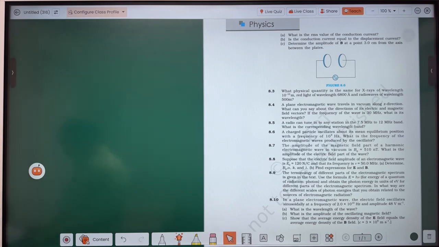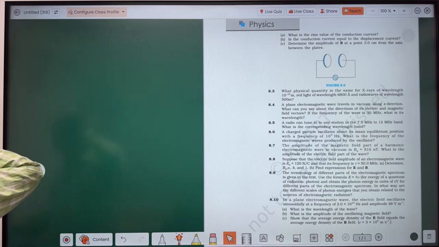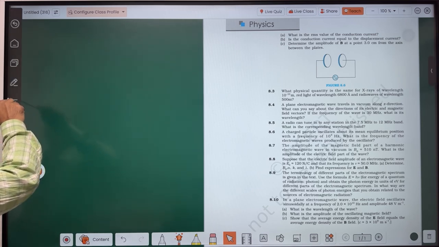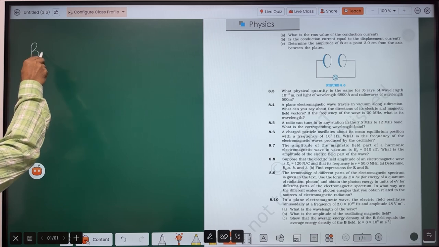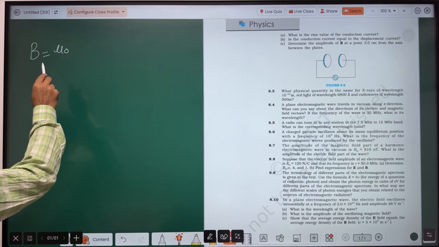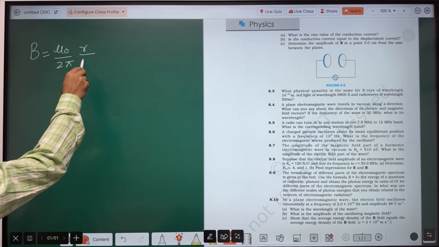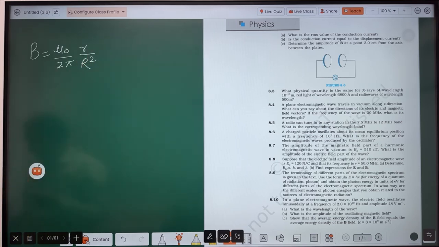Then next point is, what does it say? Determine the amplitude of B at 3 cm from the axis. So here we have to consider the expression for B. We can write the relation for B as B equals mu naught divided by 2 pi times distance divided by radius square into current.